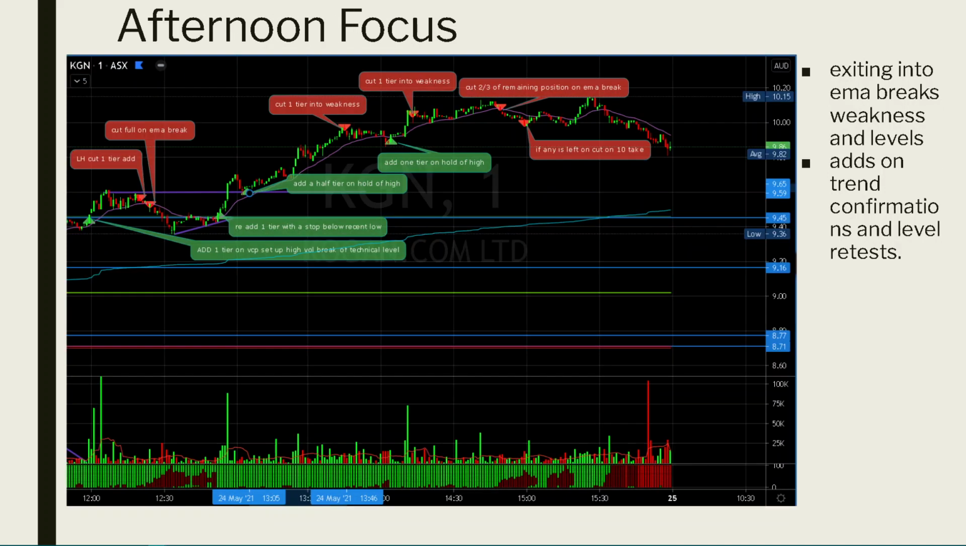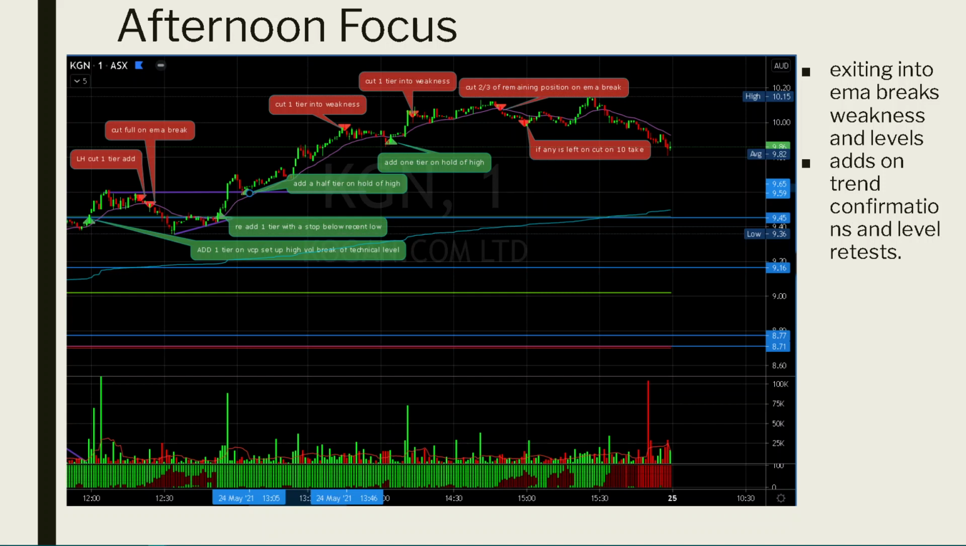And then the next is the afternoon focus. You definitely could re-add on the high volume technical break of the level, and then you would have to exit as it started to show some weakness, a lower high, and then re-add with the higher low setup. You could have done that, but you would not want to be full size on that because it wasn't as good of a setup.